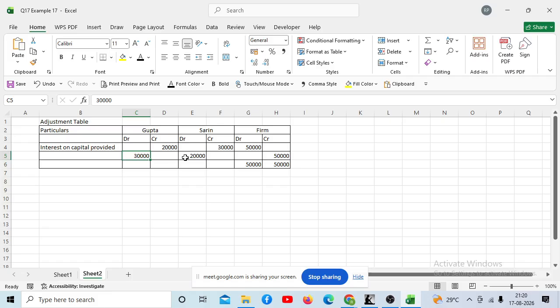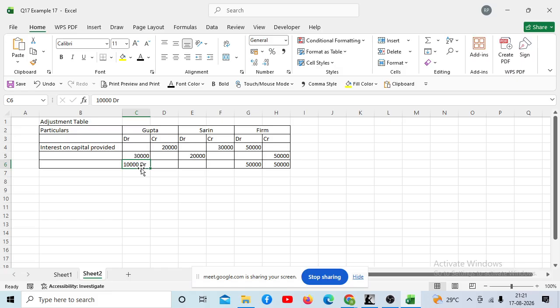Now finally what we have to check over here, here we don't have to do any balancing. You tell me now which side is more over here in Gupta's account. Debit. So we have to write here 10,000 debit. Why 10,000? Because the difference is 10,000. Say this is 20 and this is 30. That means the debit side is more by 10,000.